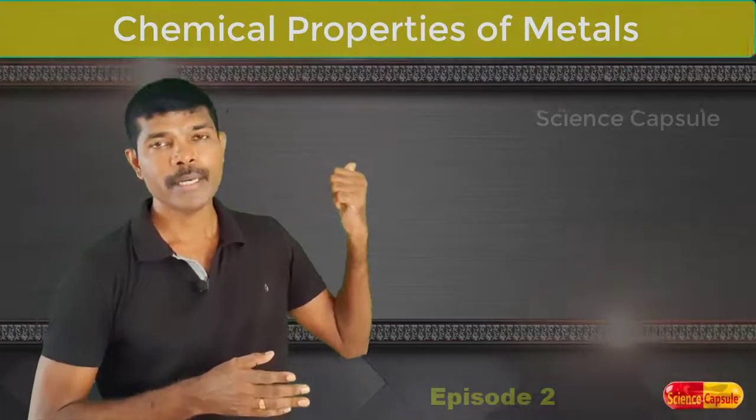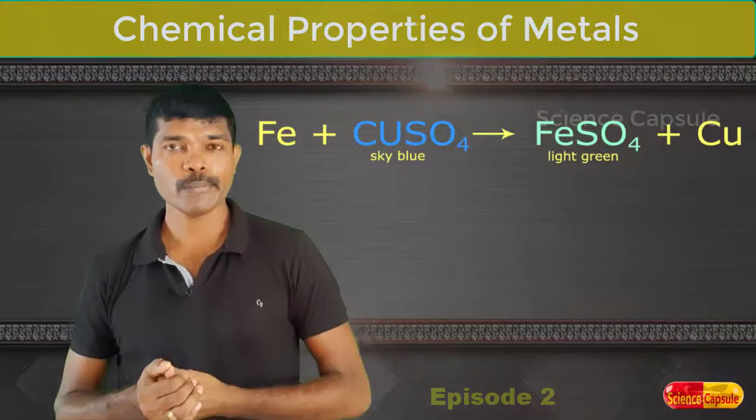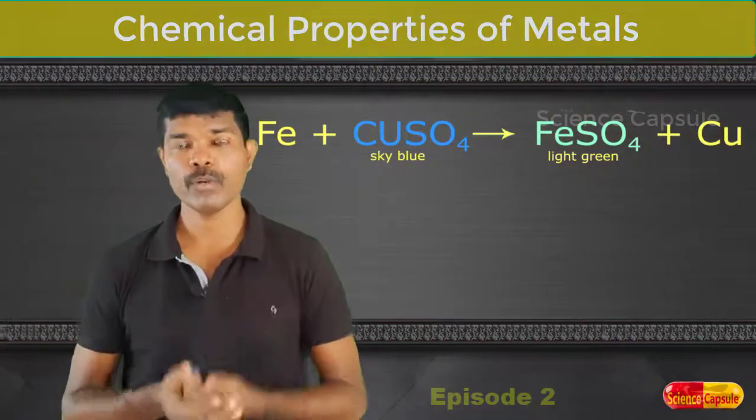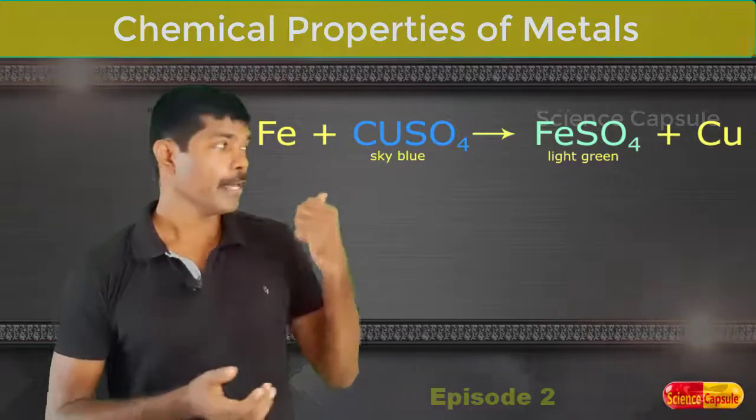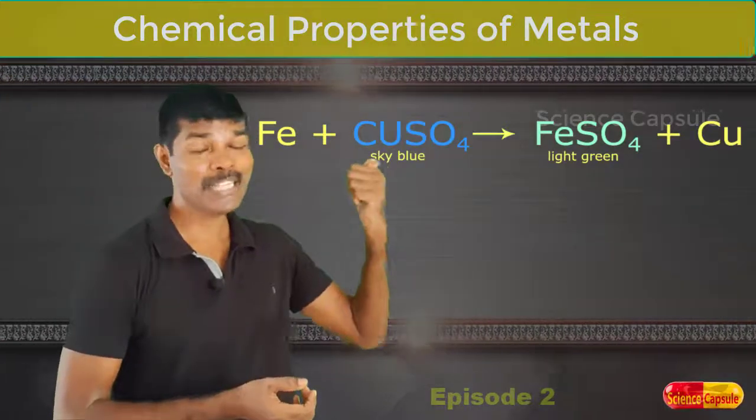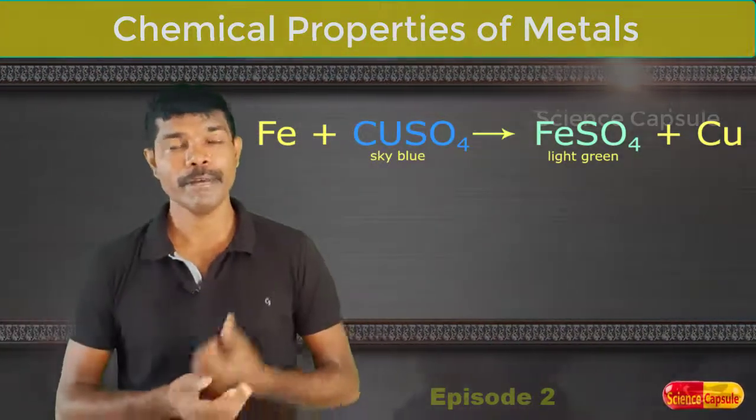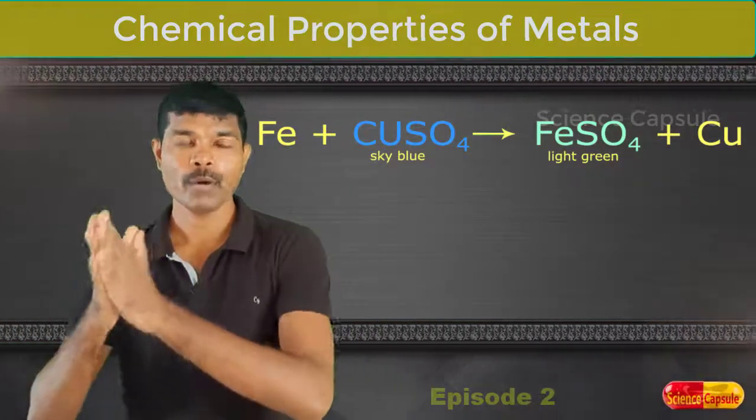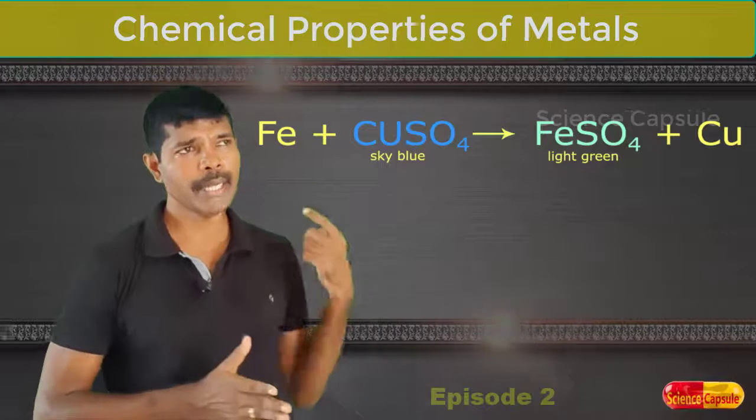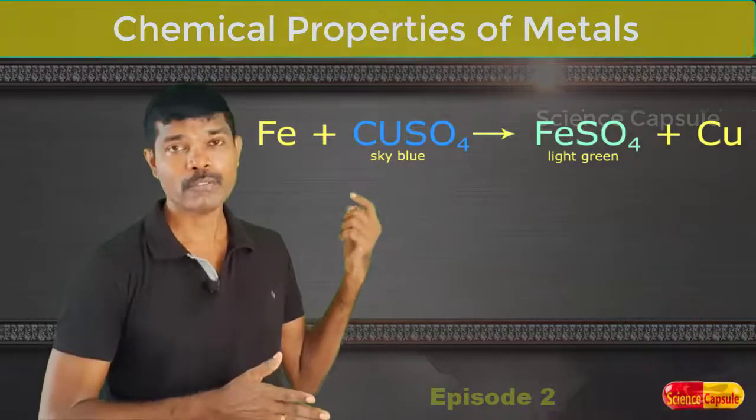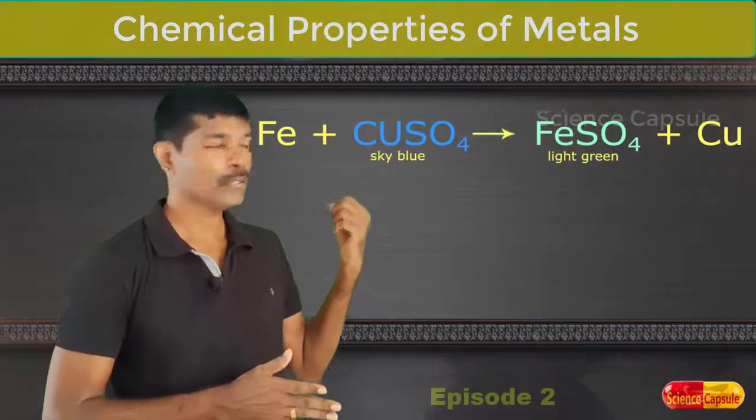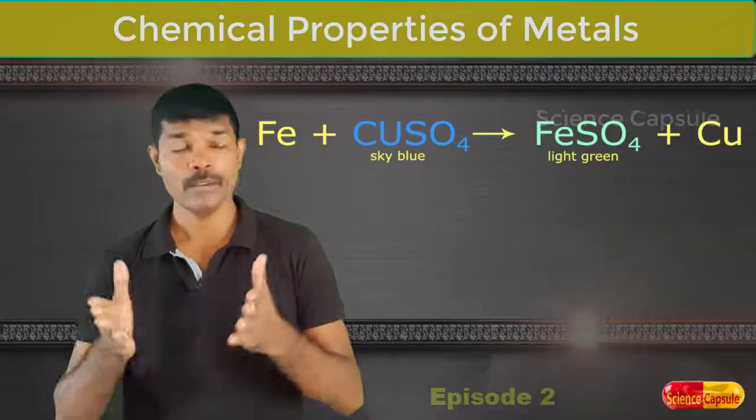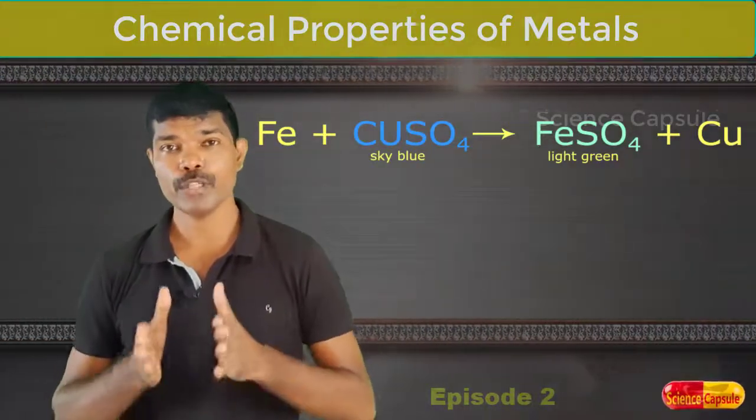Look at the screen here. When iron is put in copper sulfate solution, if we see the reactivity of iron and copper, iron is more reactive than copper. So in this case, what happens? The iron displaces copper from copper sulfate. On the product side, you see iron sulfate and copper is produced. The entire chemical reaction is followed by a change in color. Here sky blue color changes into light green, which indicates that iron sulfate is formed.